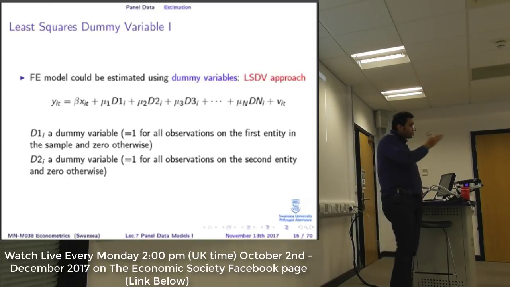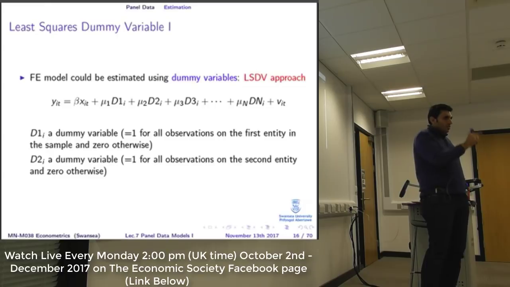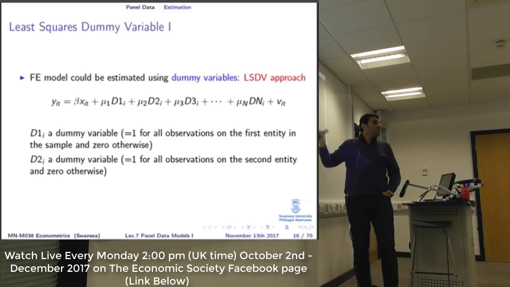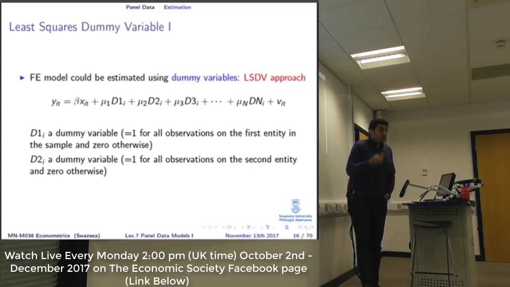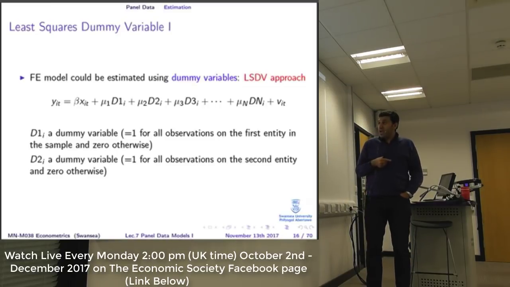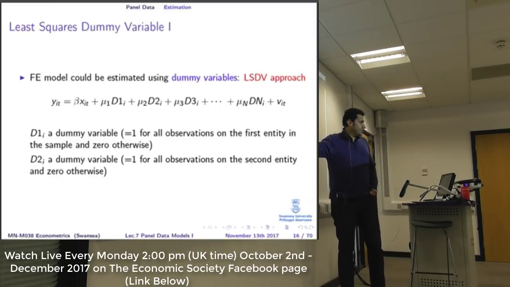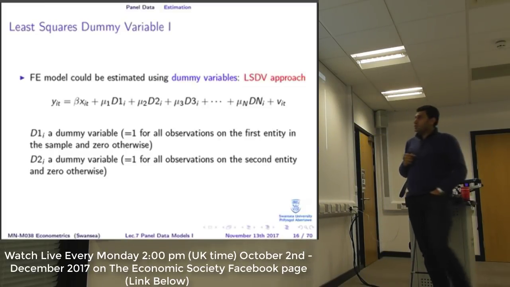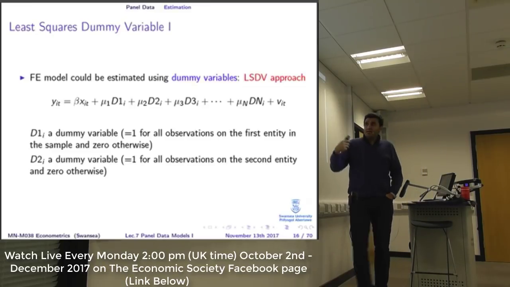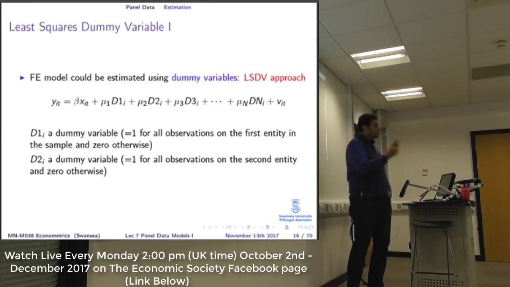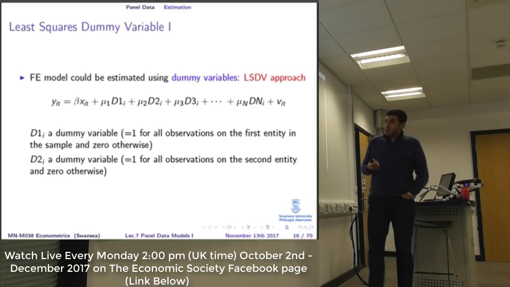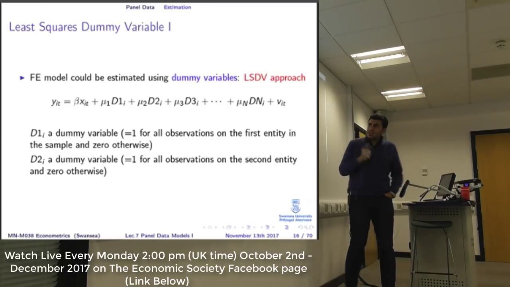If I go back to the first slide, you will see that i moves from 1 to capital N. N here is the number of cross-section units we have. So we'll have n dummies here, depending on how many subjects you have in your data, and by doing so, we are capturing this heterogeneity. That's one way to do it.